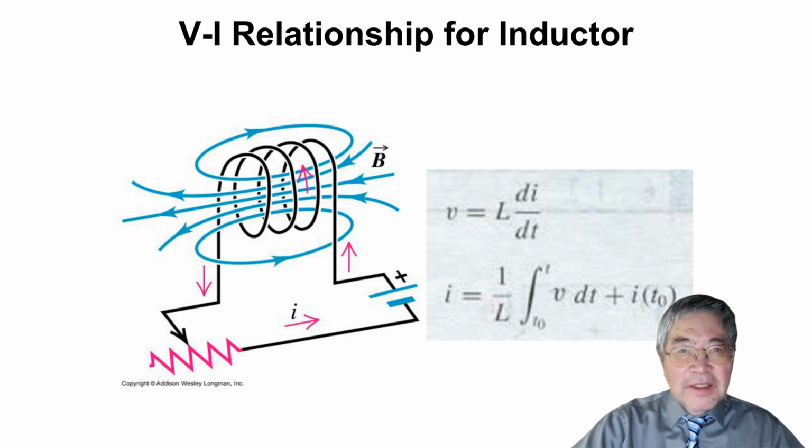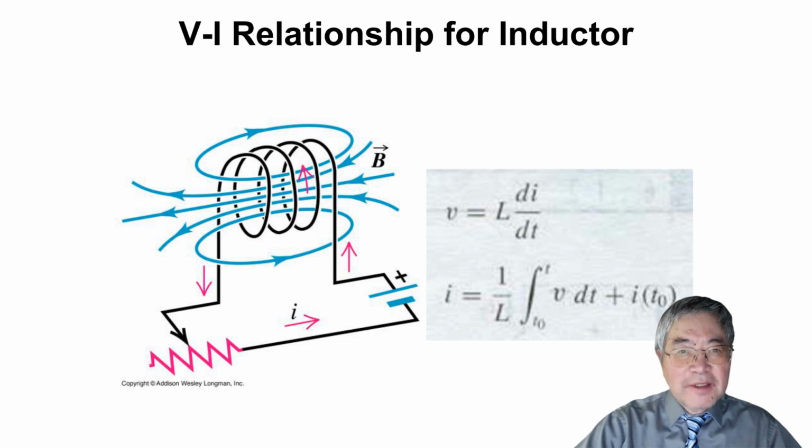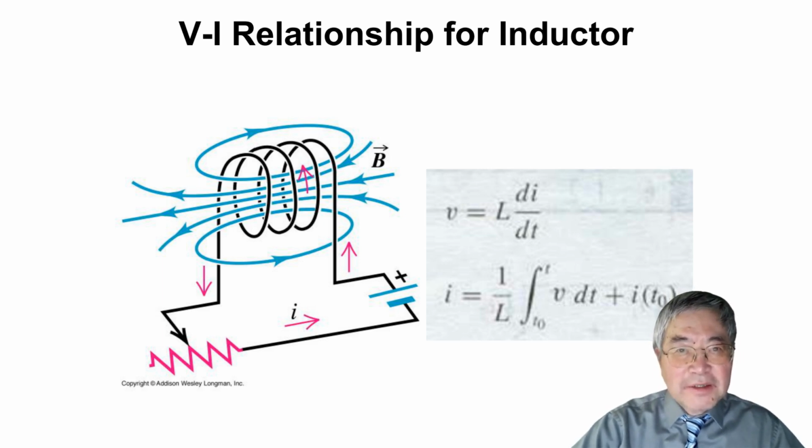Let's now turn our attention to another key electrical component, the inductor, which can also be modeled as a linear system. We see a diagram of an inductor, which is made of a coiled wire that generates a magnetic field when current flows through it. The magnetic field lines shown here represent how energy is stored in the magnetic field of the inductor.